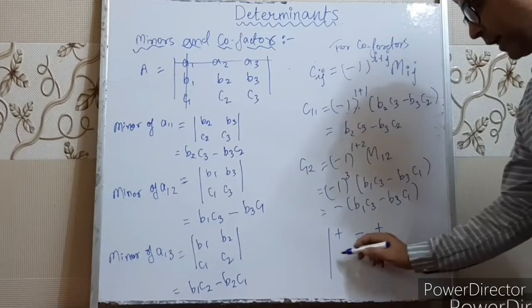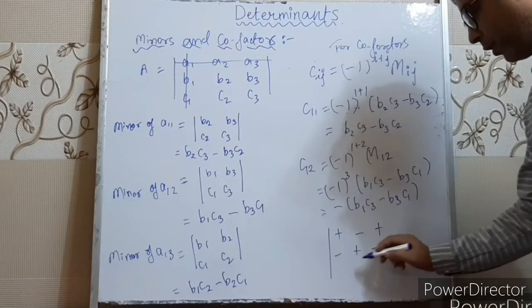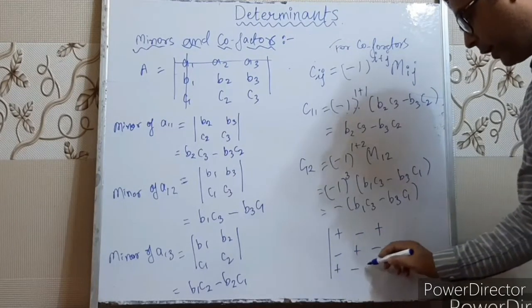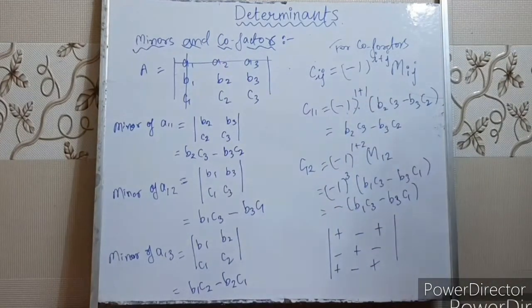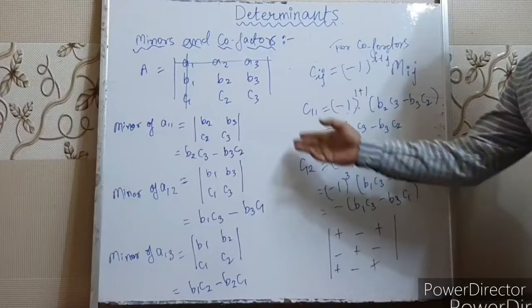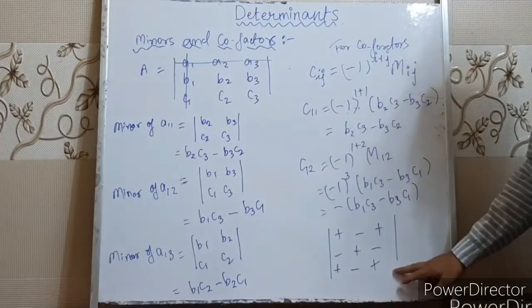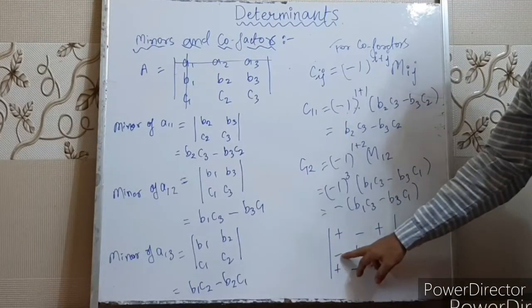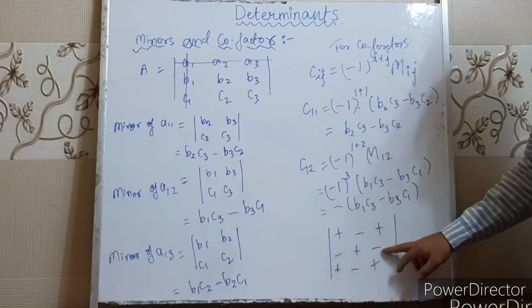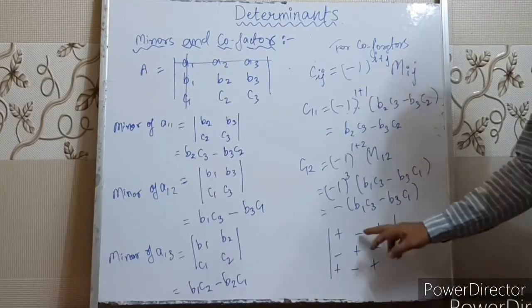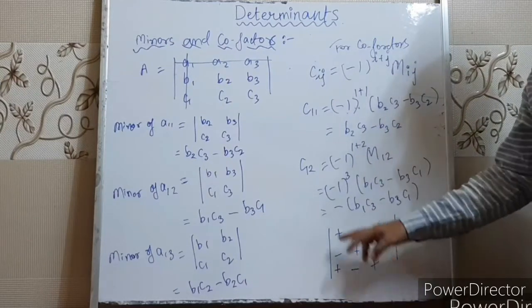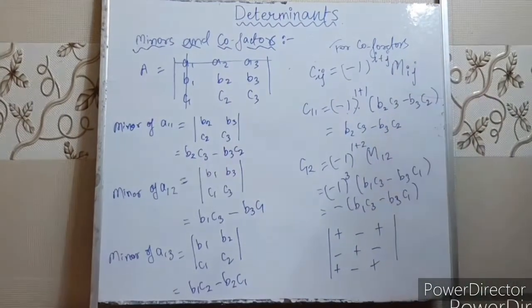This is the sign criteria for a 3 by 3 determinant. Right, children? So whenever you have to find the cofactor, just calculate the minor and follow this sign. If you are calculating the cofactor, here you are getting minus, here you are getting minus, here you are getting minus. This is the third row, second column. So these are the elements where we get minus, the rest are all positive. Right, children? Note down, please.